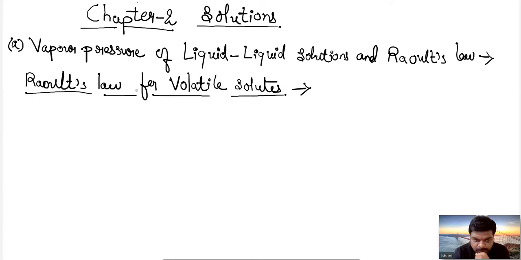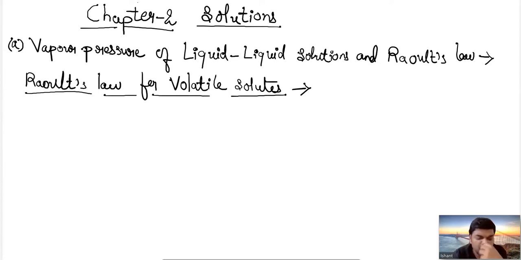The word volatile here represents that both the liquid solute as well as the solvent readily convert themselves into vapors, and they have very high vapor pressure. So for the condition in which both the liquid solvent and the liquid solute are volatile, what will Raoult's law denote?